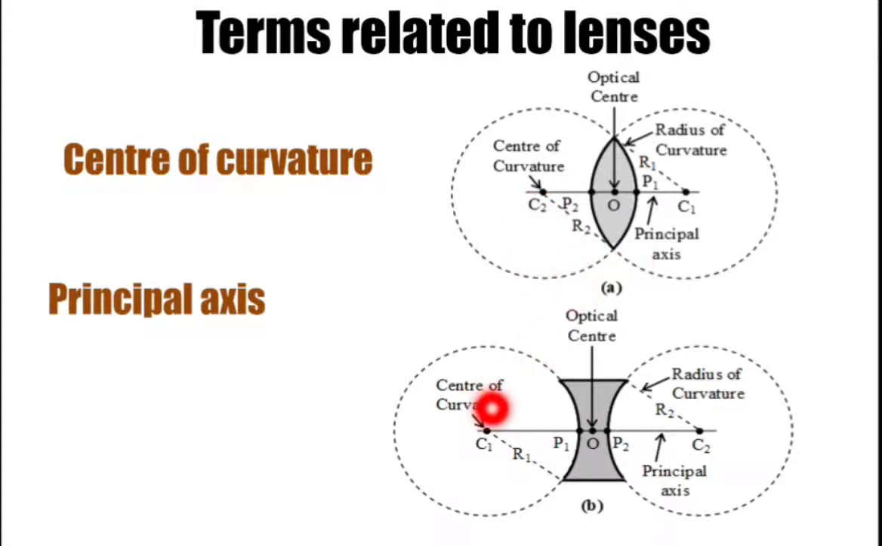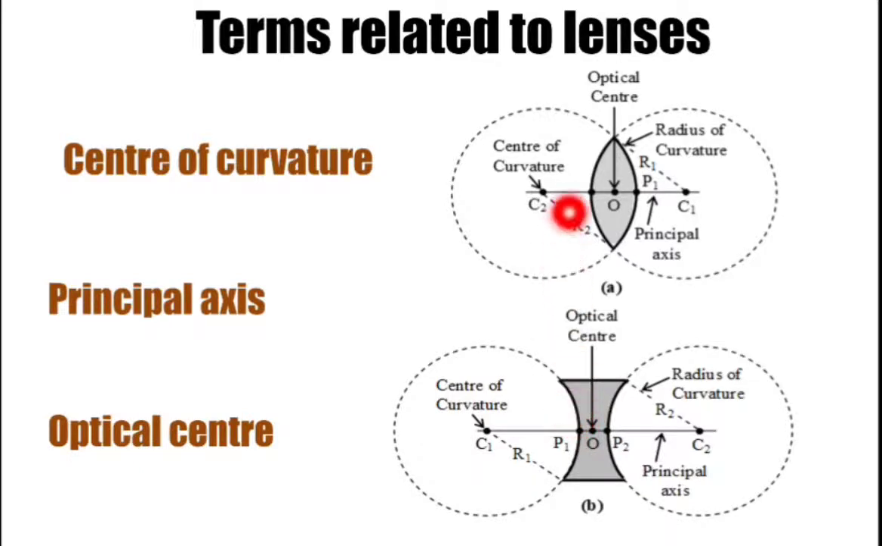And similarly here also, this is the principal axis. These principal axes are common in both types of lens, whether it is a concave or a convex lens. Now the third term which we use is the optical center. This point placed in the center of the lens is known as the optical center, and similarly here also, this is the optical center of the concave lens.